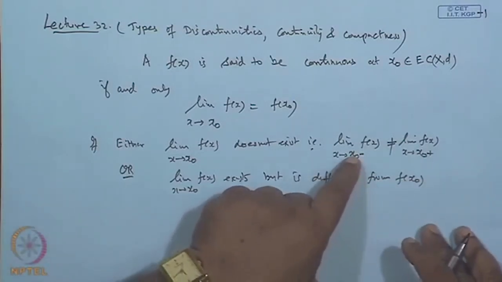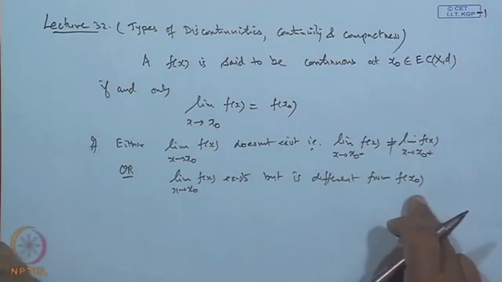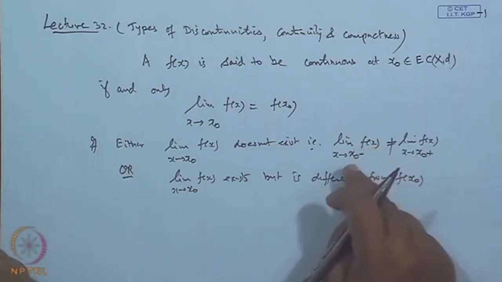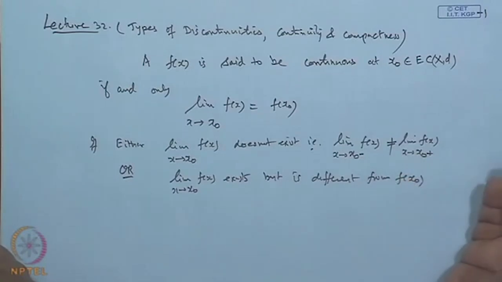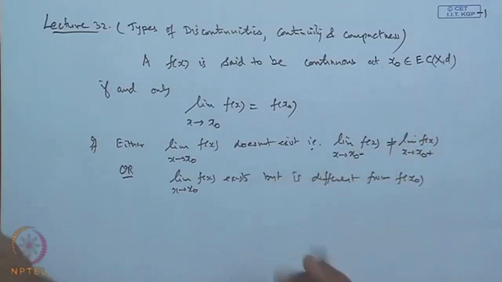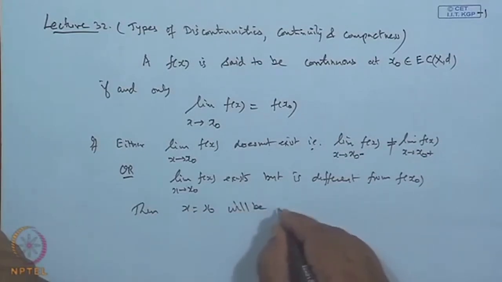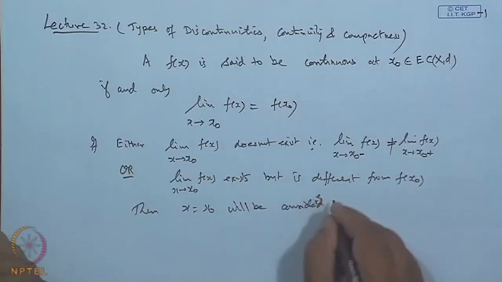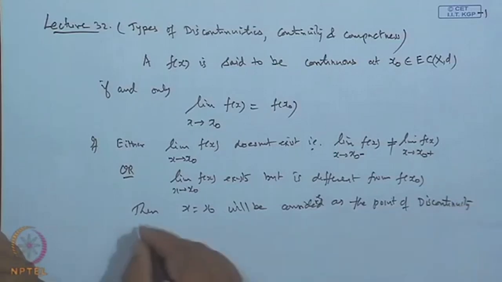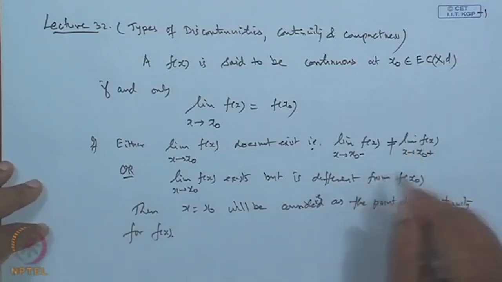So, when the left hand limit or right hand limit does not exist, then the function will not be continuous. Or if the limit exists but its value is different from f(x naught), then also the function will not be continuous at the point x naught. Or it may sometimes happen that the left hand limit does not exist and the right hand limit also does not exist, then also we say the point x naught is a point of discontinuity. So, if this case is there, then x equal to x naught will be considered as the point of discontinuity for the function f(x).